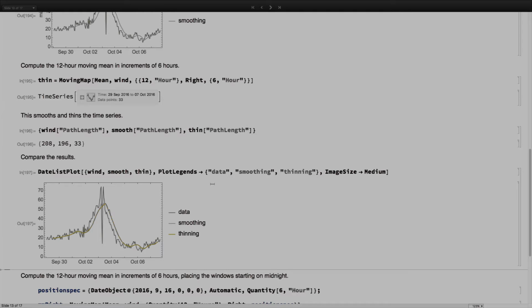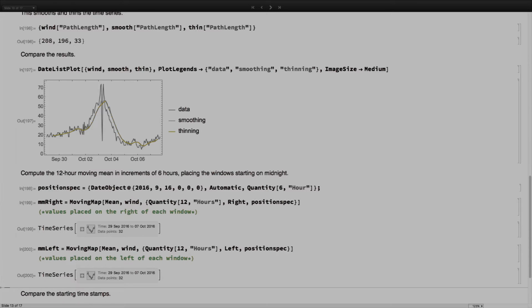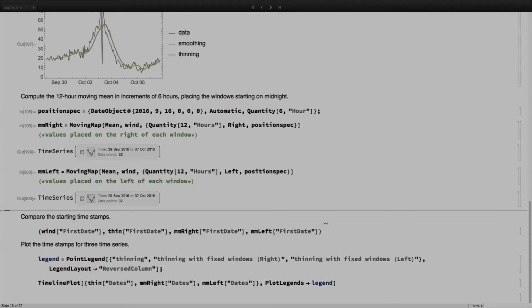So we're going to save ourselves, if we have control over the windows, how many windows we would really want to place. And the new thing also is that we can now specify the positions of the windows with more precision. So say I would like to specify them every 6 hours, but I want to start at midnight. So this is my position spec. And here I have two moving maps because I would like to place my windows on the left or on the right, just to illustrate that.